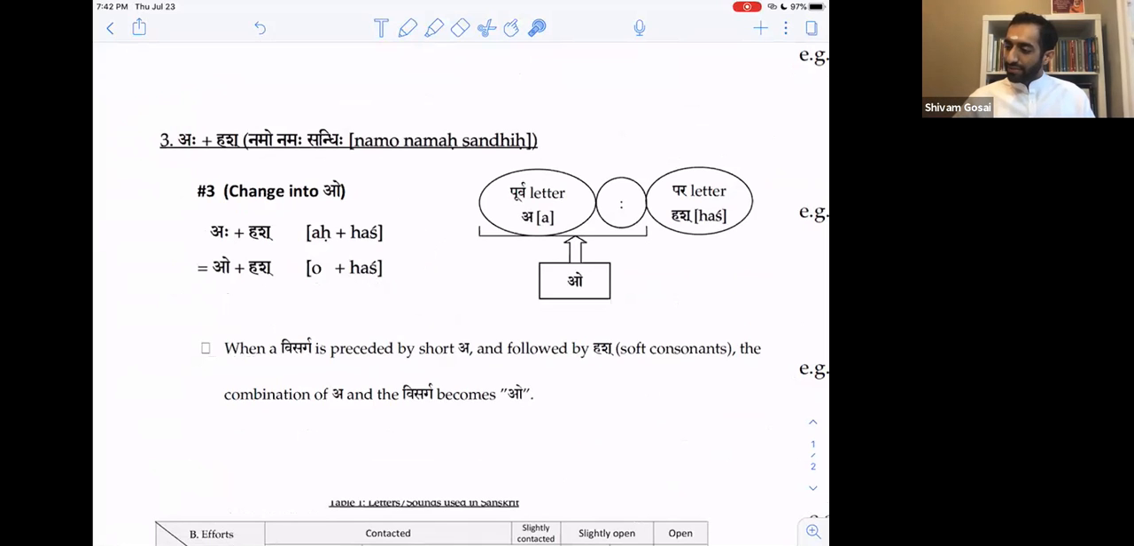What we have is the visarga, and preceding the purva letter is akara. So we're back to short akara. The visarga is preceded, the purva letter is akara, and the para letter is hush. What is hush? We have to remember to go back to the Maheshwara Sutra at the beginning.